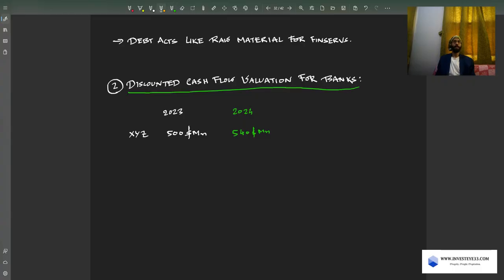Now in the year 2023, they had a net earnings of, let me write here the loan book first. First item is the loan book. Then the net earnings or the net income in year 1, let's say, was 120 million. Now before creating the loan book of 540 million, there is one more thing that a bank has to take into account. That is the capital adequacy ratio. Let's say for Bank XYZ, the capital adequacy ratio is 10%.